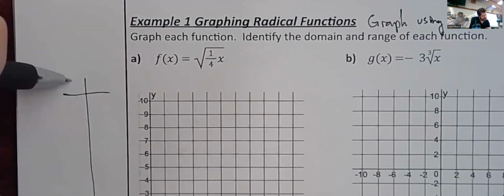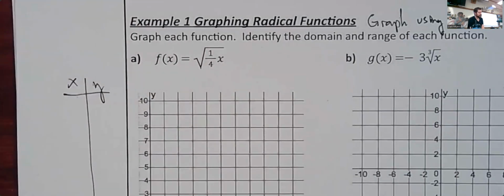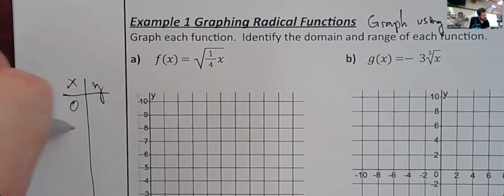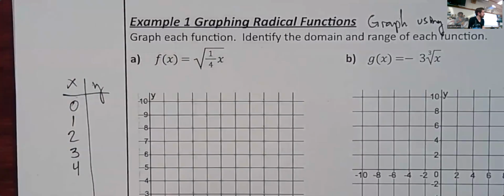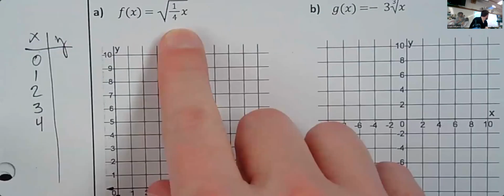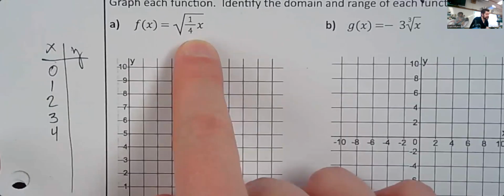We'll just say here's x, here's y. Or if you want to call that f of x, that's fine too. F of x and y are relatively interchangeable. So let's start with 0, and then 1, 2, 3, and 4. We might end up going further than that. We probably will go further than that, just because of the value that is being multiplied by x in our radicand here.